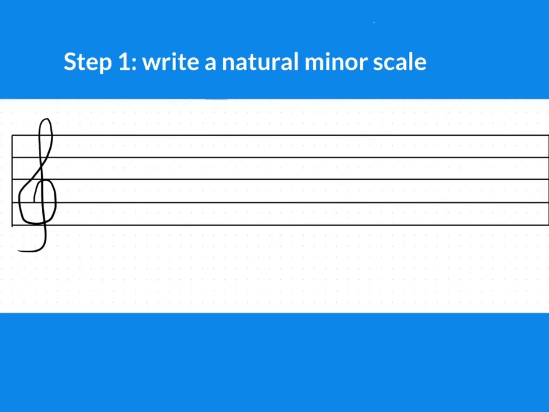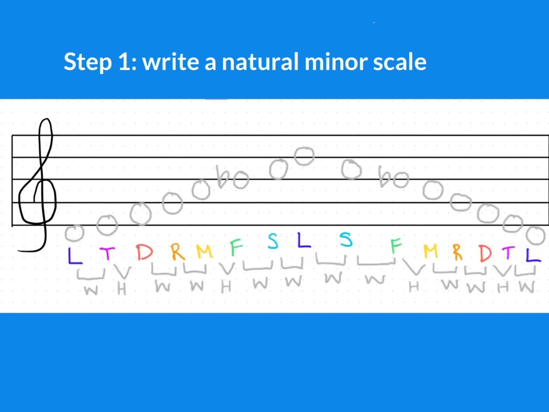So the first step when you're going to write a harmonic minor or a melodic minor scale is actually going to be to start with the natural minor scale. So for instance, if we wanted to write a D harmonic scale, then first we'd start by writing a D natural minor scale. Ta-da!